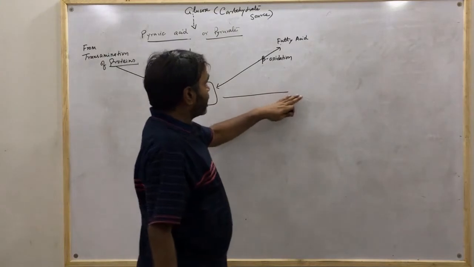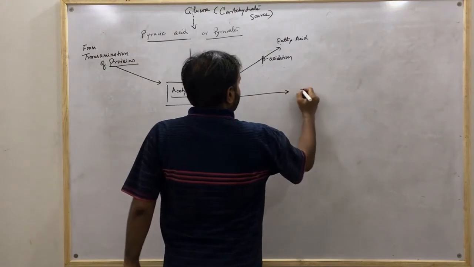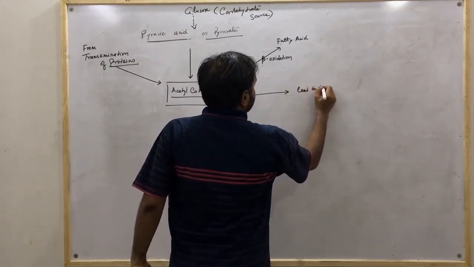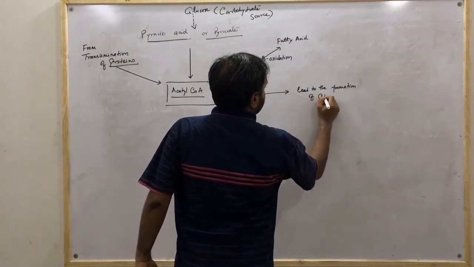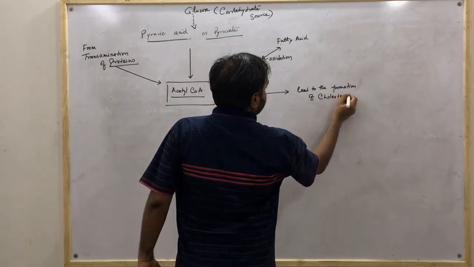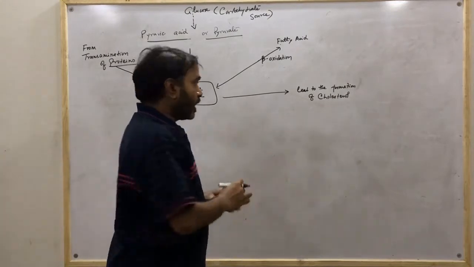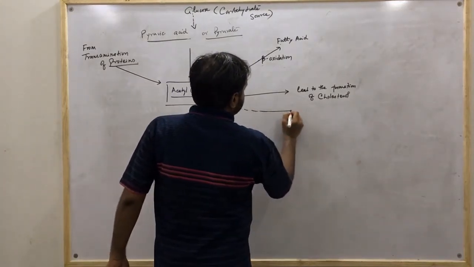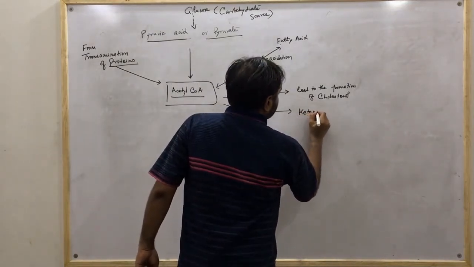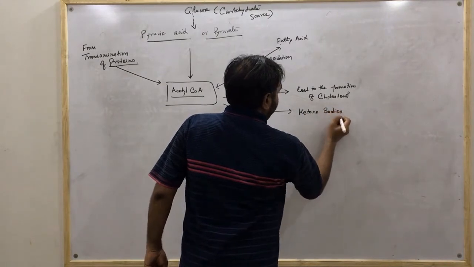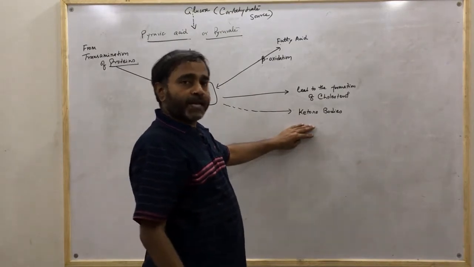So here we can see that from acetyl-CoA other things can be formed like cholesterol. Cholesterol, you know, is a lipid, and it may also form cholesterol. Likewise, it may also lead to the formation of ketone bodies. The process is called ketogenesis, and ketone bodies are often used in the brain.